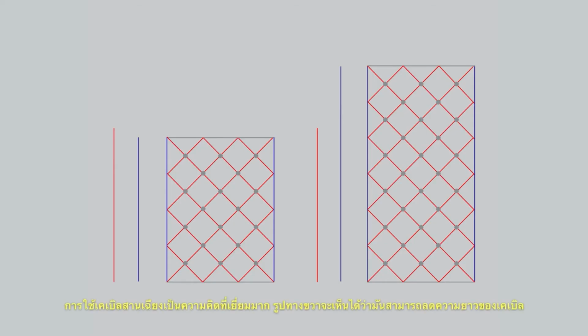The use of diagonal cable is very smart. It can reduce the length of the cables needed. In the diagram on the right, if we use conventional cable nets, the length of the cable will be quite long. You can see the red line on the right. It's shorter than the blue line if we use the conventional cable net.